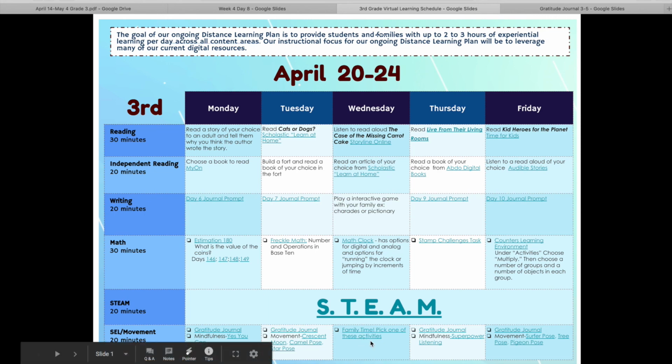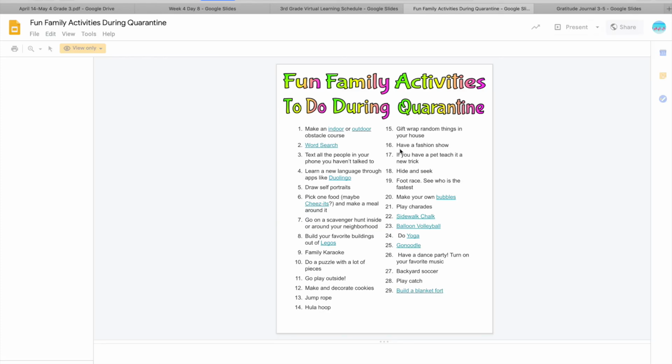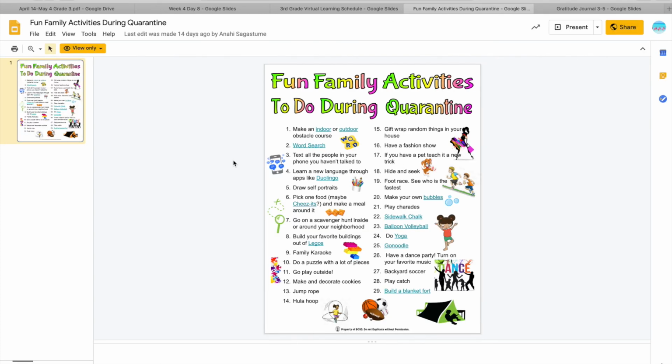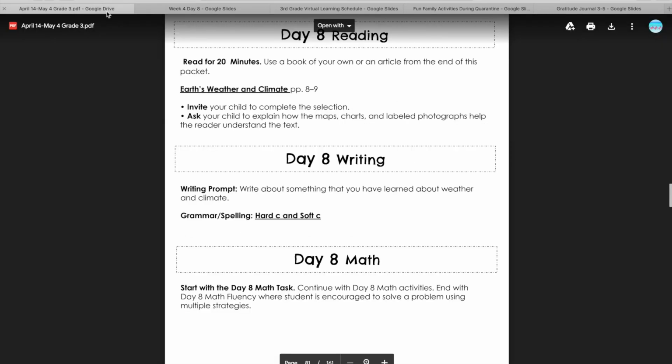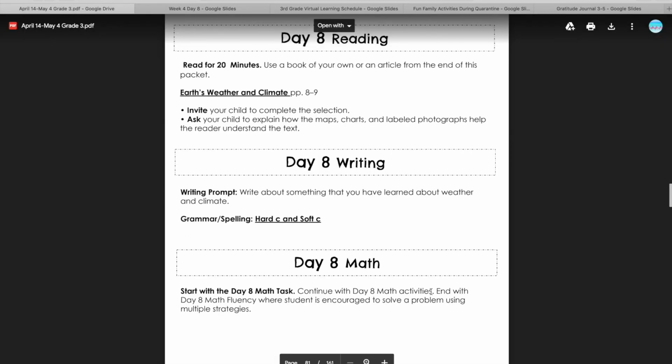And they want you to do the family time. Pick one of these activities. So this is where you can get from here and you can do really cool activities with your family that might be fun to do. Remember, we had this last week as well. So if you didn't get to some of them, now might be a fun time to try. There will be Google Classroom assignments for the reading and for writing about weather and climate.